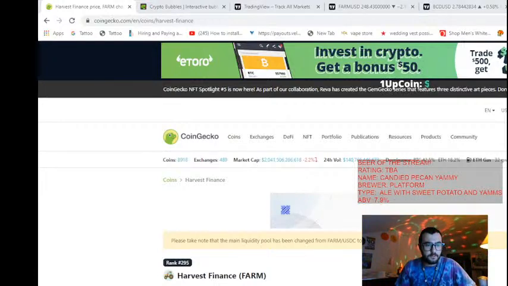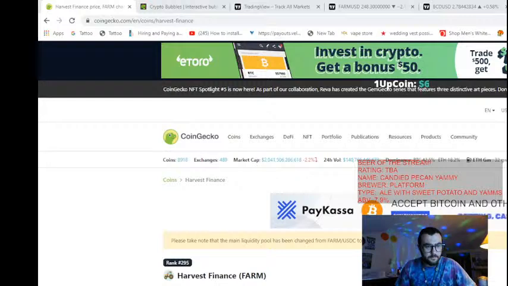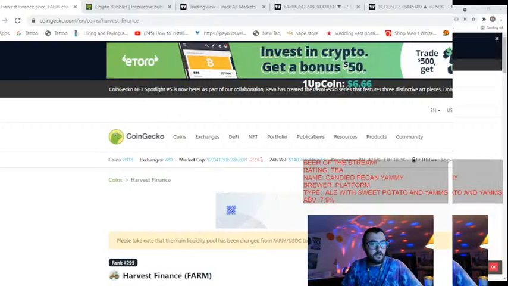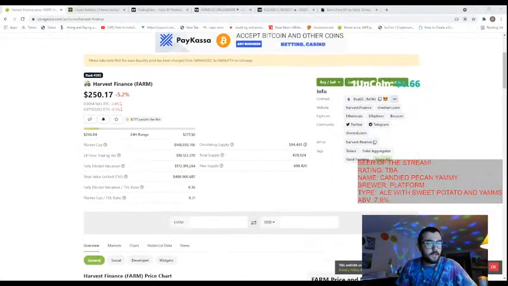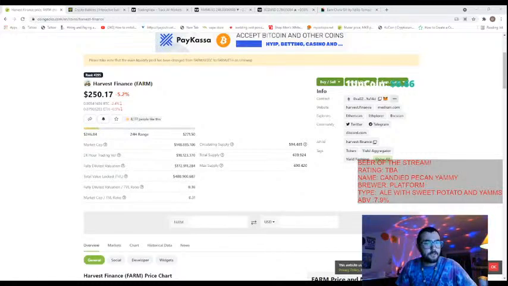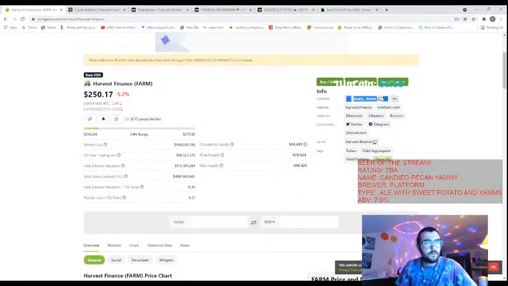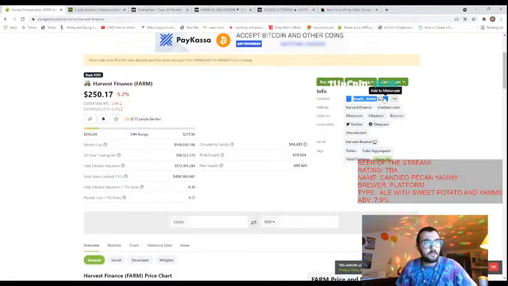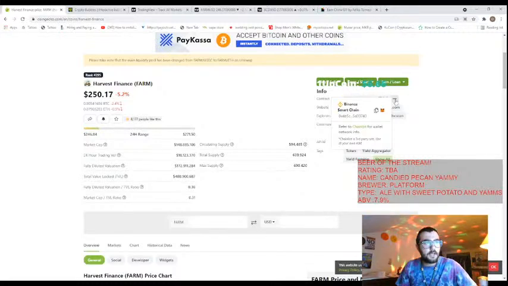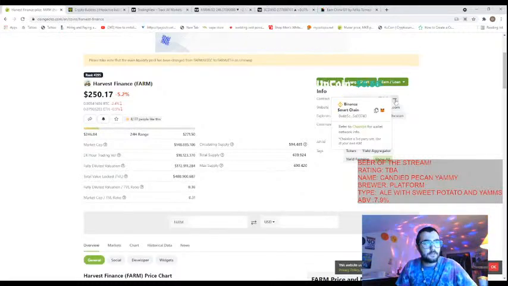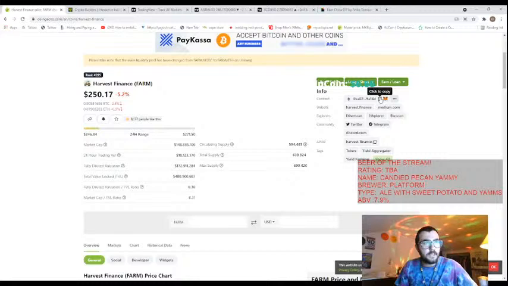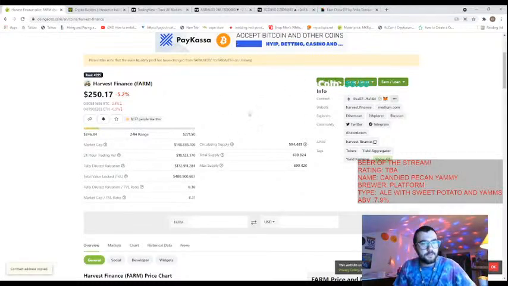I'm gonna fit this to screen so you can see what I'm doing. Okay, so if I scroll down a little bit here, there's this contract address right here that I got highlighted in blue. If you click to copy, you can add to MetaMask, or you can do the Binance Smart Chain address right here. So you basically hit copy, and now it's copied to my clipboard.